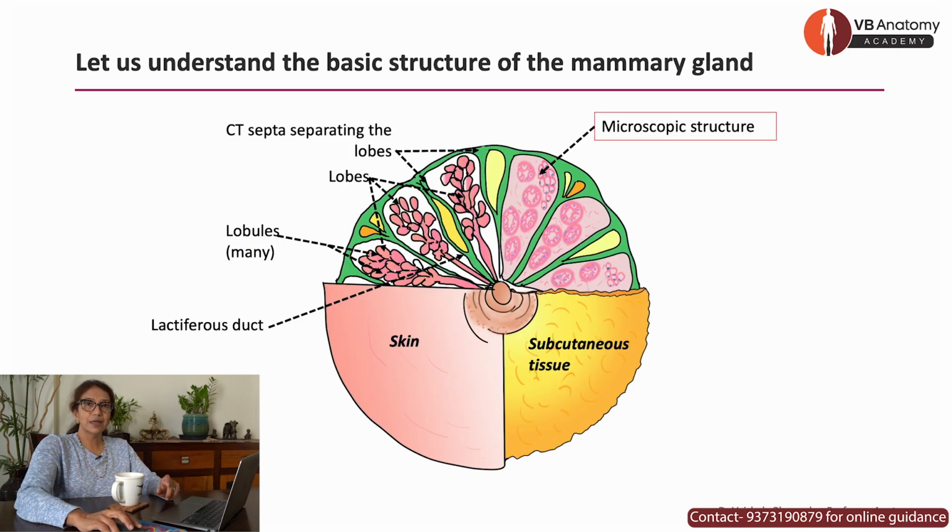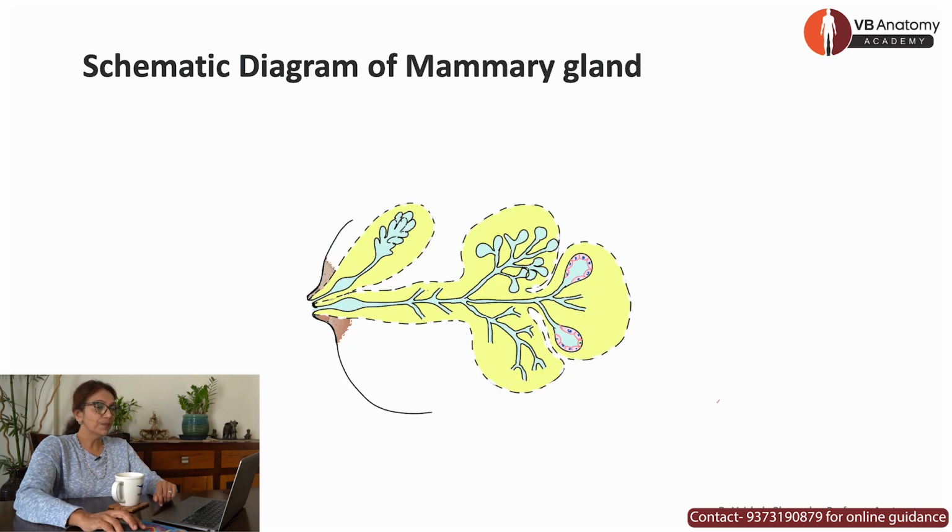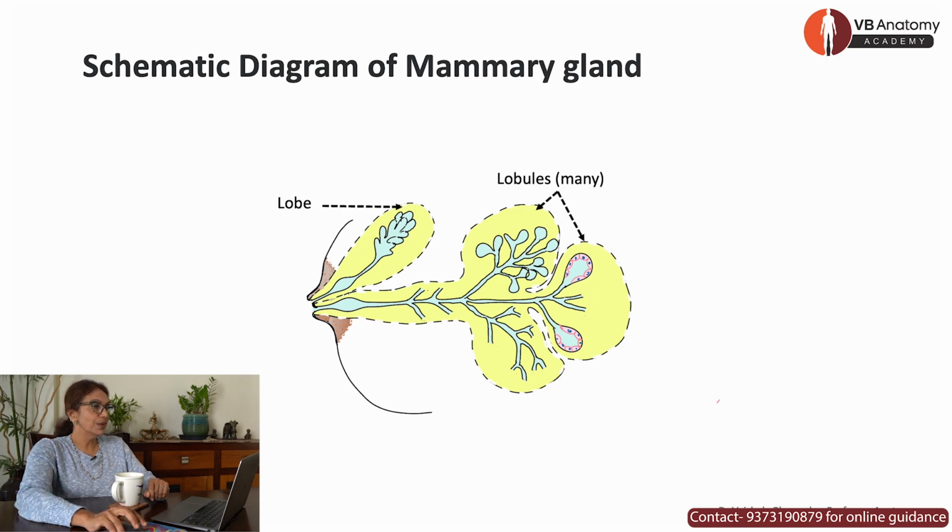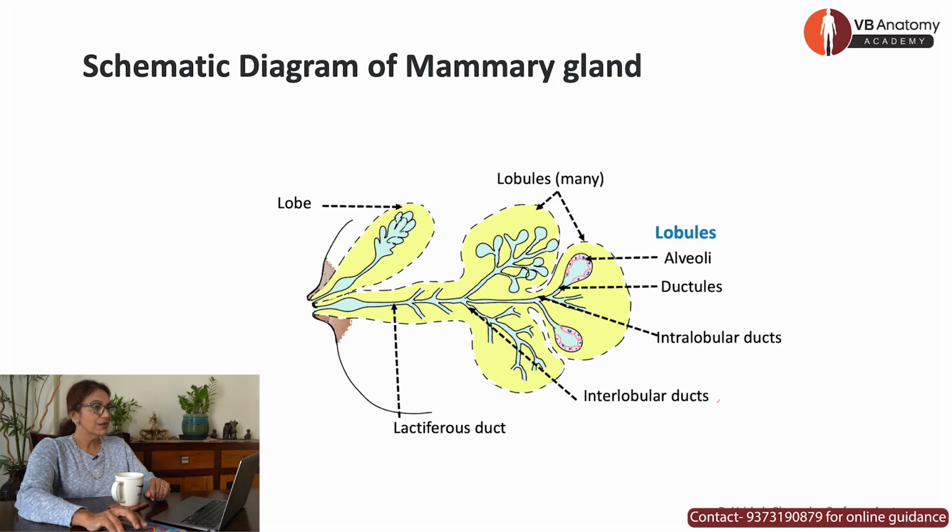Now, microscopically, what is going on? Here is just a schematic diagram for you to visualize. This is the lobe, and these are lobules. Each lobule is made up of alveoli which drain milk into ductules. Ductules join to form intralobular ducts which drain into interlobular ducts, which drain through the lactiferous duct on the surface of the nipple. The lactiferous duct just below the areola shows a dilatation called the lactiferous sinus, in which a little bit of milk can be stored. So the drainage of milk is in this manner.